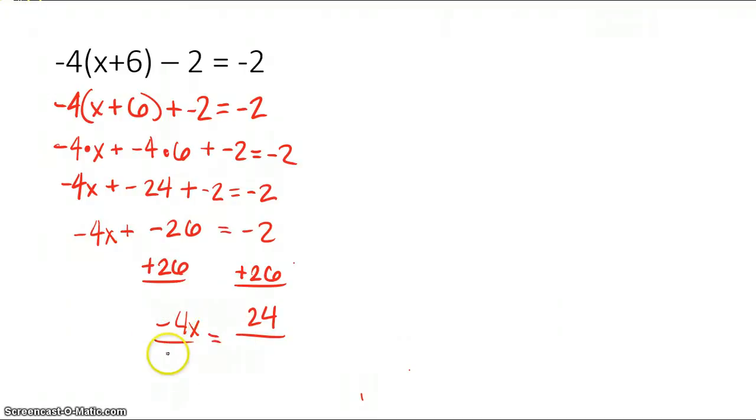So those two numbers equal, and then you're going to divide that one by 4, and then divide this one by 4, and the answer would be x equals 6.